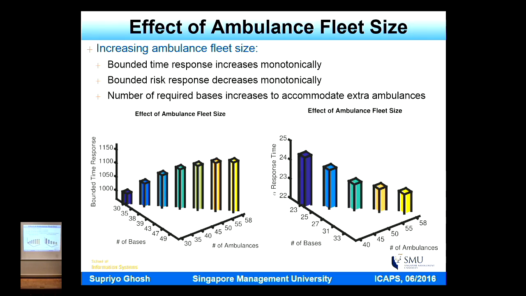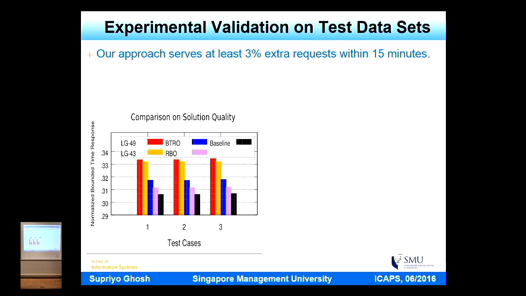Similarly, in the case of the risk-based objective, if we increase the number of ambulances, then the alpha response time reduces monotonically, so the performance actually improves monotonically. And in both cases, if we increase the number of ambulances, then we need an additional set of bases to accommodate those ambulances. Finally, the last and most important result is the performance of our approach in comparison to other benchmark approaches for the testing data sets.